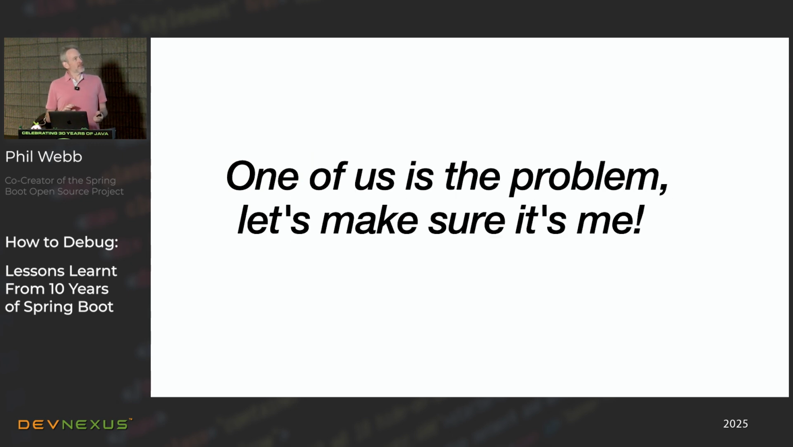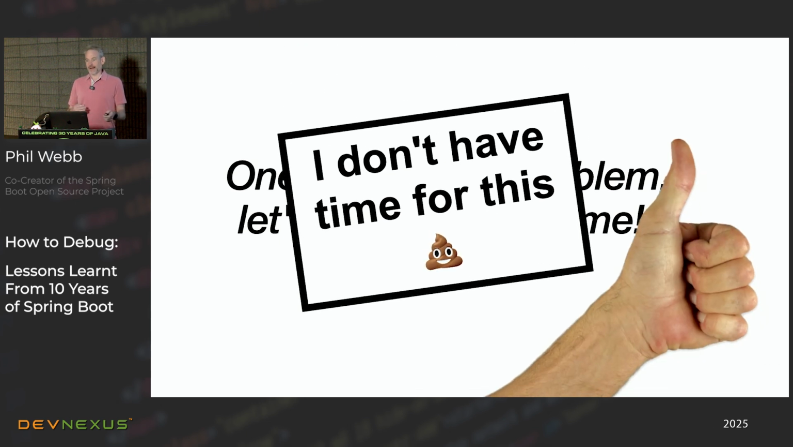One of us is going to be the problem. So when it comes to reproducing the bug, it's a good idea to do it because it kind of proves that the problem is like me. And remember, I don't have time. So if you can prove that it's me, it's one less thing for me to worry about.